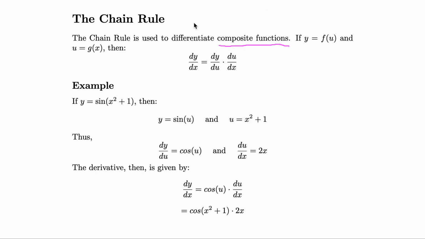So let's start with that. What is a composite function? A composite function is just a function within another function. So you can see an example here. We have this x squared plus 1 that is inside this outer function of sine. So these are very common with trig functions because it's always sine of x, right?